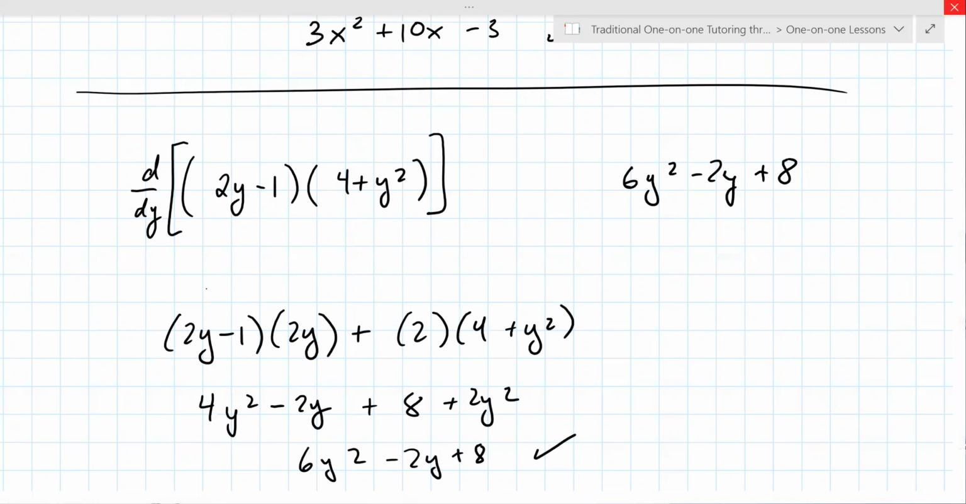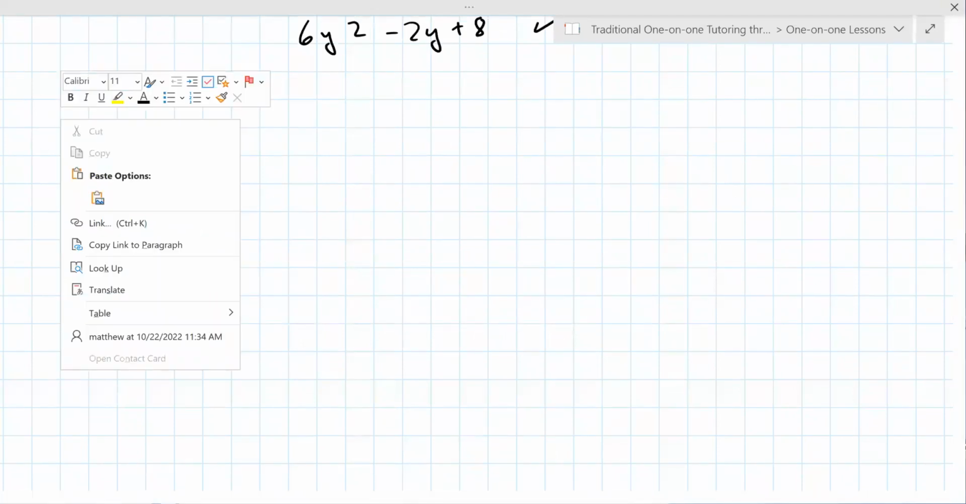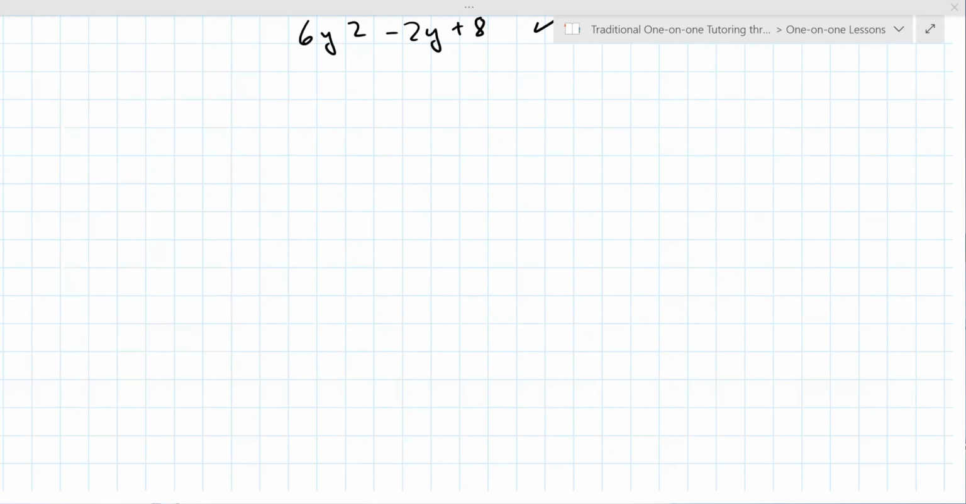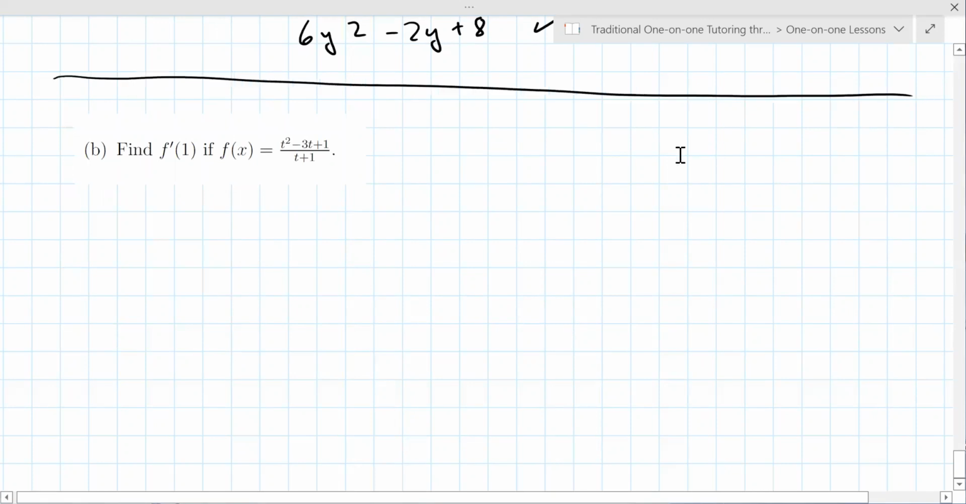Probably won't, though. I might switch it up and do quotient rule. What I'm not seeing here, maybe it's in the next one, is any chain rule questions. So it'll be on the next test. That's good to know, because I won't make these more complicated than they need to be.